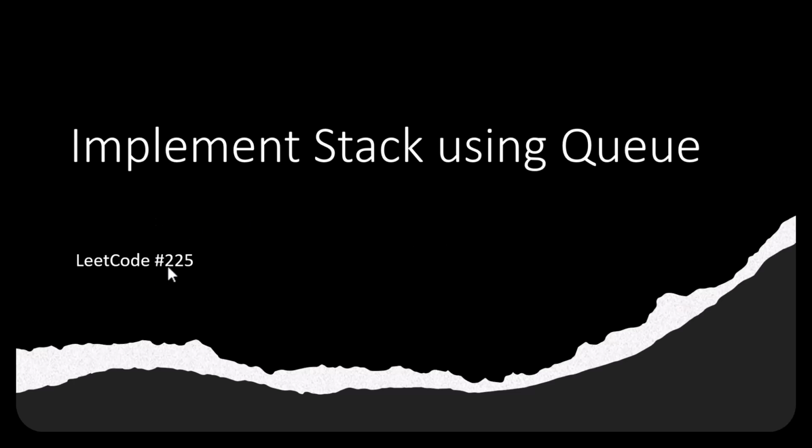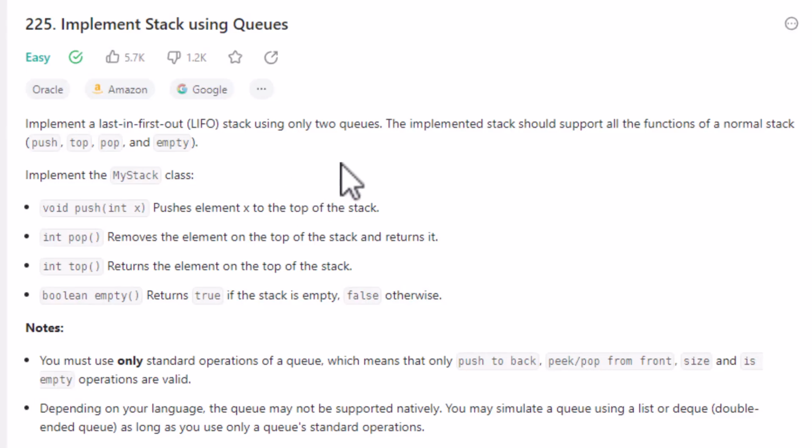Today we're going to be doing LeetCode Problem 225, which is to implement a stack using a queue. So this problem states, implement a last in, first out (LIFO) stack using only queues. The implemented stack should support all the functions of a normal stack: push, top, pop, and empty.